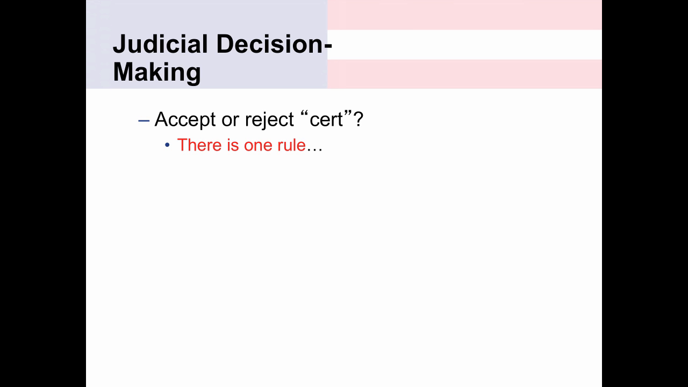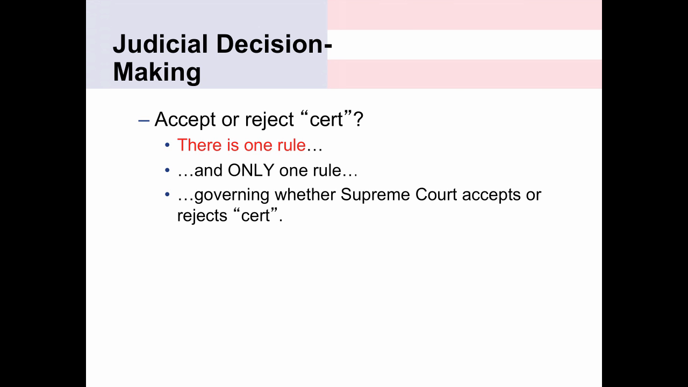Well, there is one rule. There is only one rule that governs whether the Supreme Court accepts or rejects cert. It is called the Rule of Four. This is simple, but it is very important. Basically, the Rule of Four is this: 4 justices must agree to hear the case. If 4 justices do not agree to hear the case, they will not hear the case. If 4 or more justices do agree to hear the case, they will hear the case.